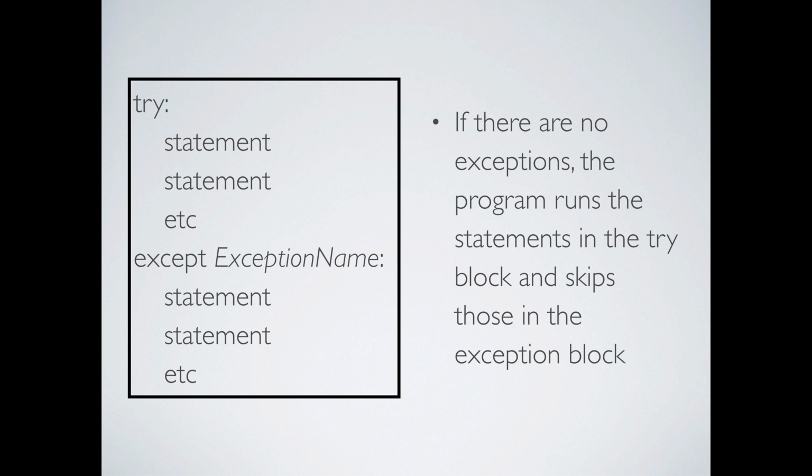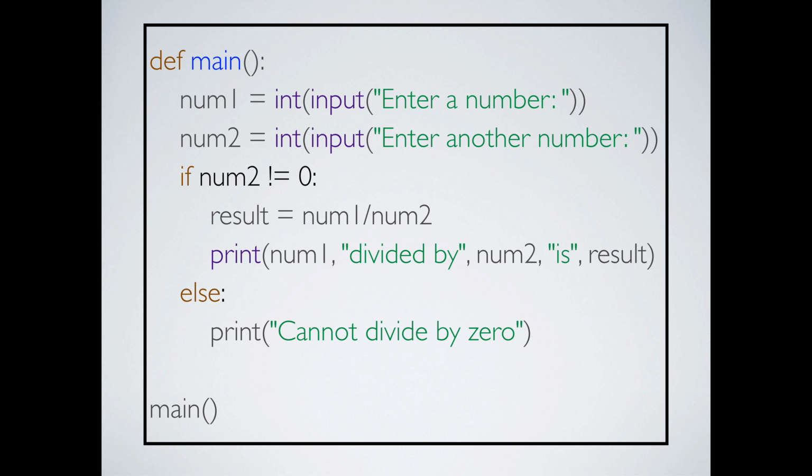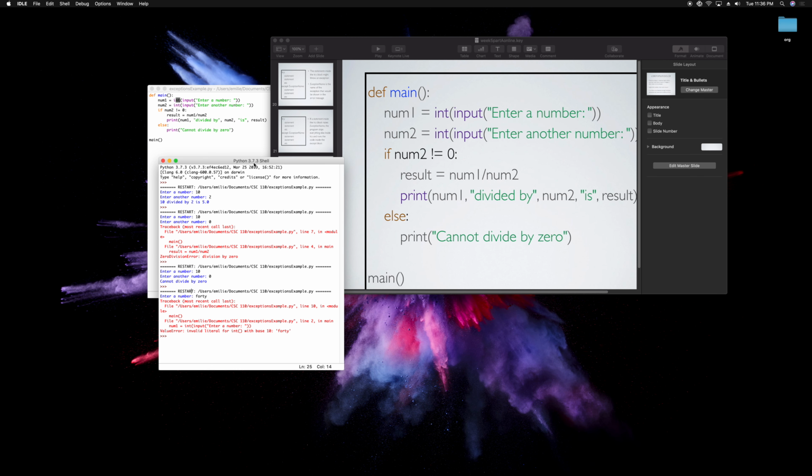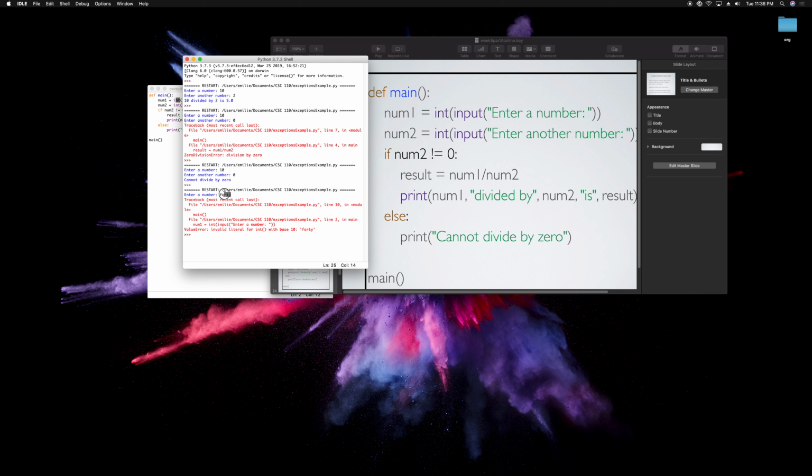Alright, so let's go back to this example. This is what we had before, and we threw this if and else in, which made it a lot better, but we still ran into this issue where if I type in a number like 40 typed out, we get this exception. The name of the exception that happens is right here, this thing that says ValueError. So that's the name of this exception.